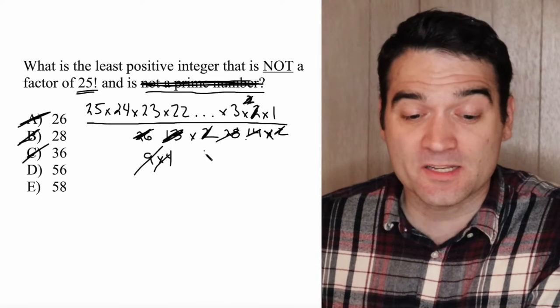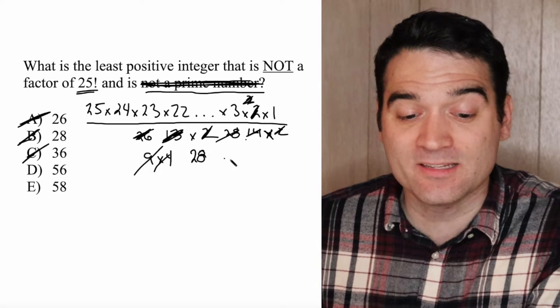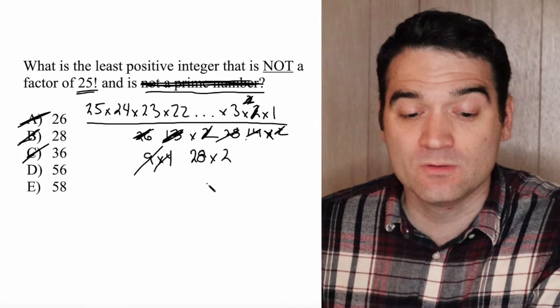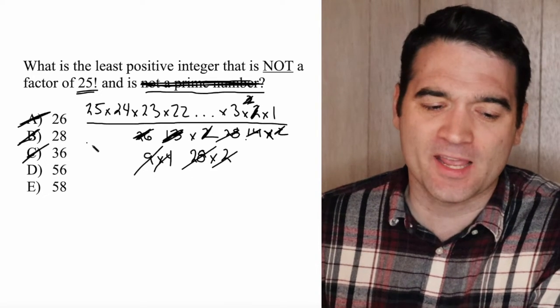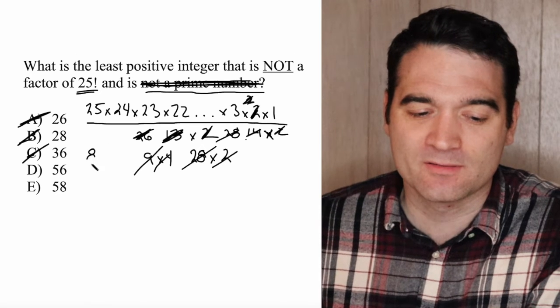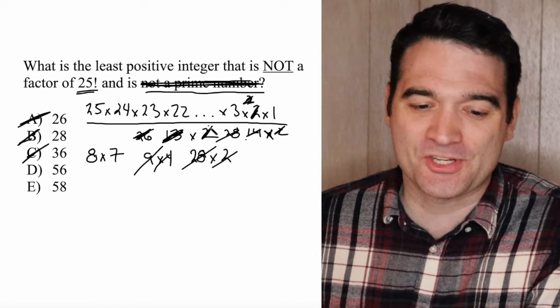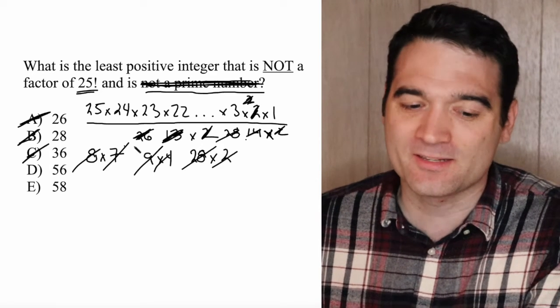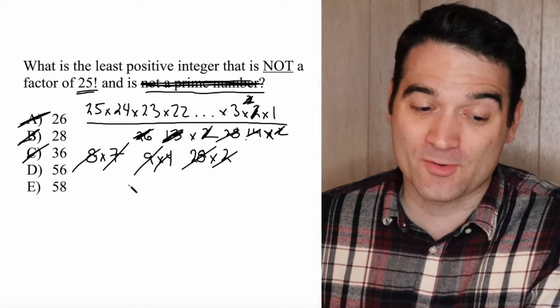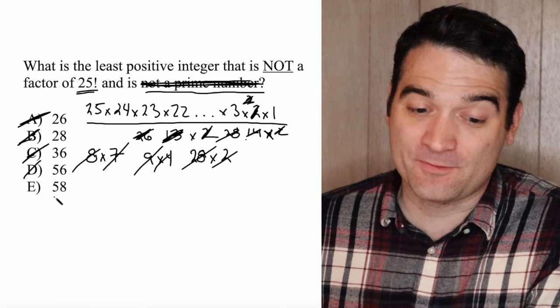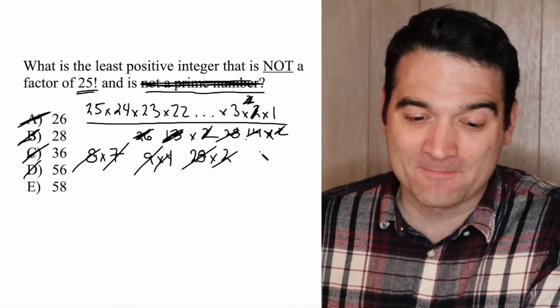56. Well, let's see. 56 is 28 times 2. Or actually, you know what? Even easier than that, I'll say 8 times 7, right? Is there a 7 and an 8 in there? Yeah, there is, right? Chop, chop. So that's okay. But we hit a problem when we get to 58, excuse me.